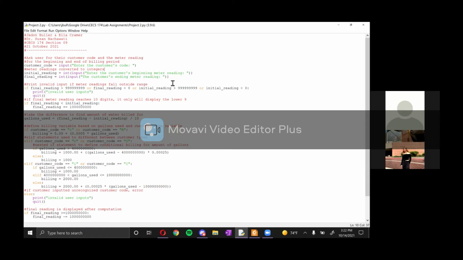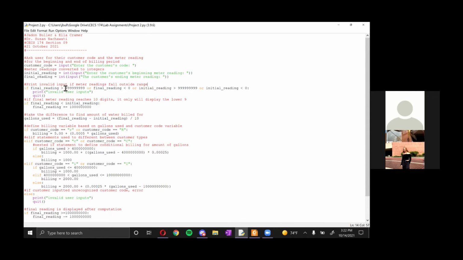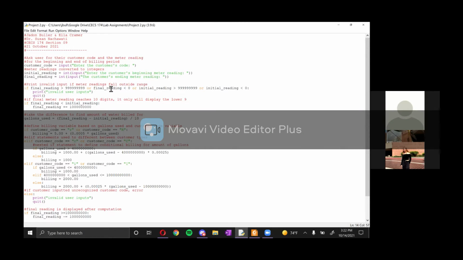The next thing that we did is to set parameters for potential errors given meter readings that don't fall within the meter's range. So basically, if it has more than 10 digits for either the final or the initial, or if it is a negative number for the final or initial, it will error out and print invalid user inputs.